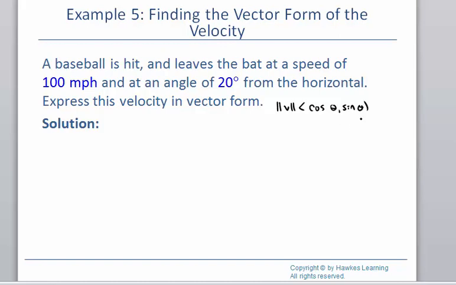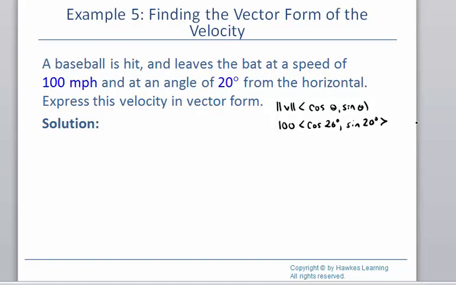By using this format or this formula, this allows us to take a situation like this, where we know the speed of 100 miles per hour and the angle of 20 degrees, and plug in and come up with a vector representation for what's happening. So the magnitude is the same as the speed, and so the magnitude of our vector is going to be 100. And our angle is 20. So I'm going to plug in a 20 for both of these theta values.